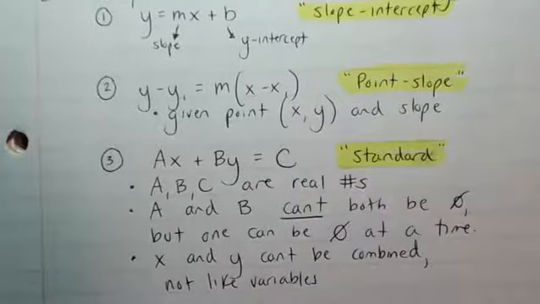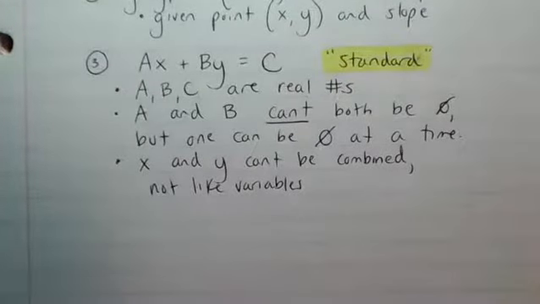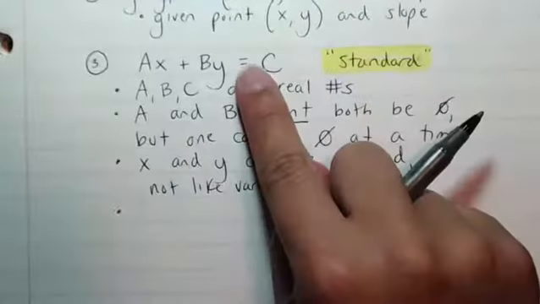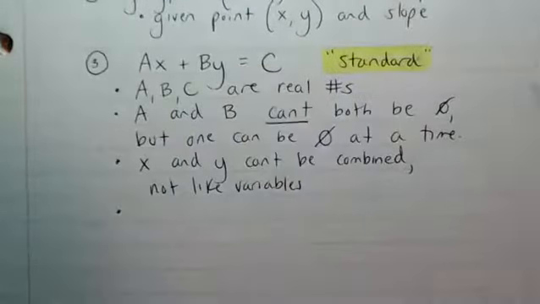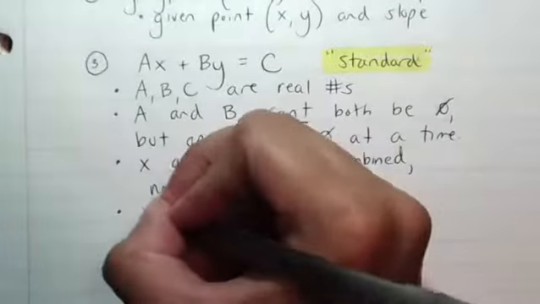Okay, I just put x and y can't be combined. They're not like variables. I can't combine like terms here. And we know that this is a linear equation because, again, when you identified if it was linear or not, we know that the x and the y have exponents of 1.